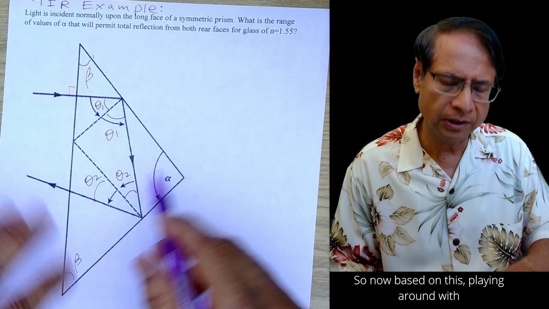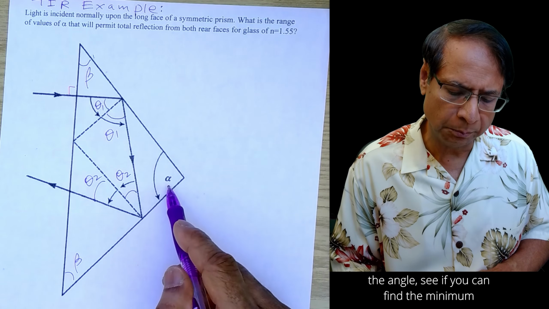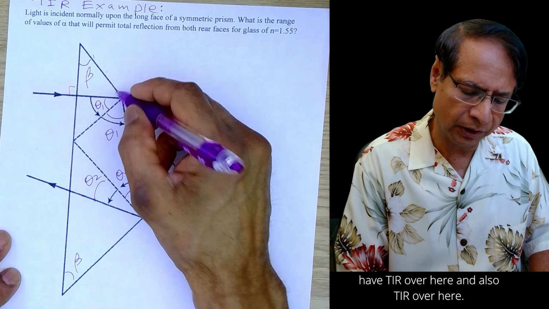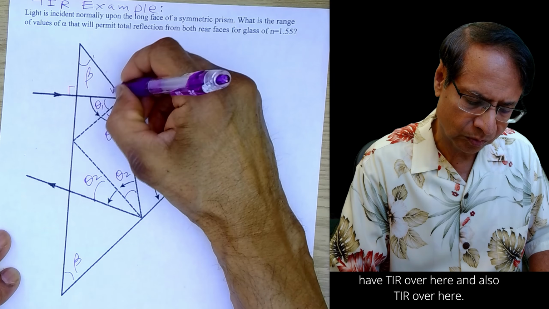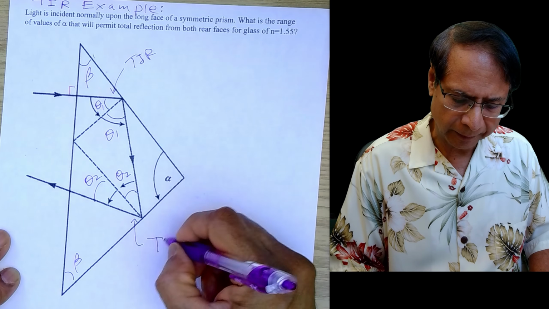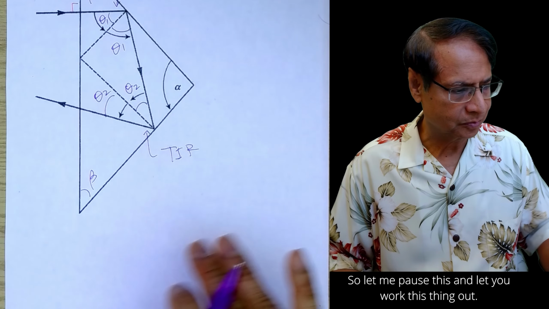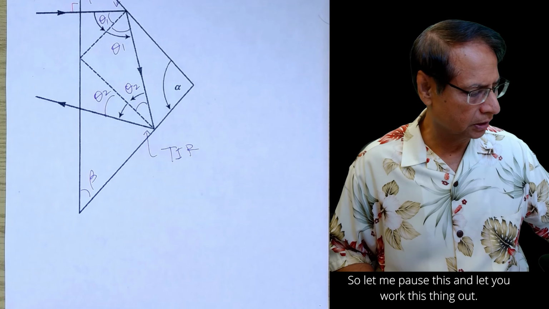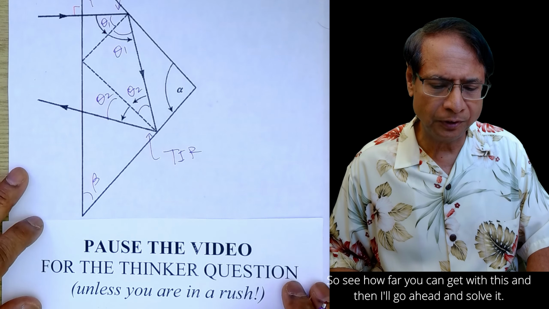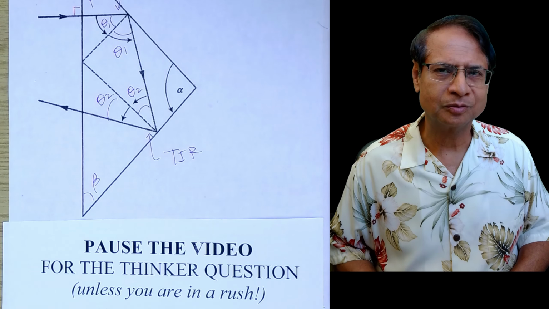Now based on this, playing around with the angles, see if you can find the minimum and maximum value of alpha such that you have TIR over here and also TIR over here. So that's the question. Let me pause this and let you work this out. Let's make this a little thinker question. See how far you can get with this, and then I'll go ahead and solve it.